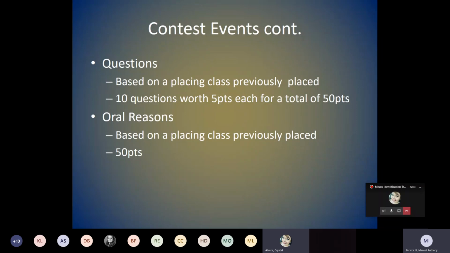Let me ask everybody a question while I have y'all online, and I'll need some input, because this popped into my head. What do y'all feel about the possibility of doing written reasons for the class instead of oral reasons? And that is going to eliminate a tremendous bandwidth issue with this contest.